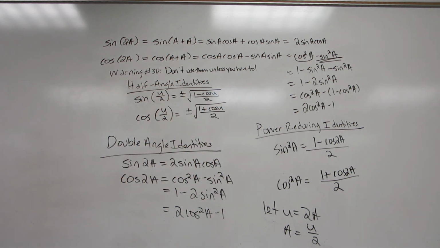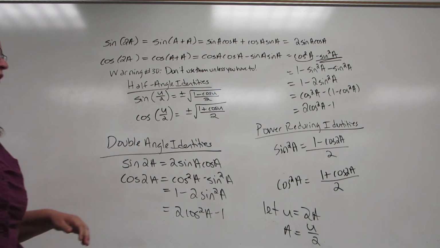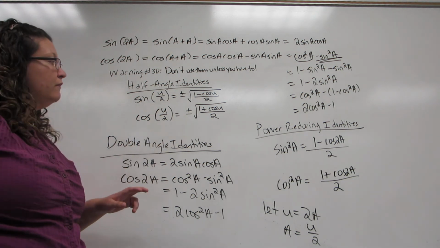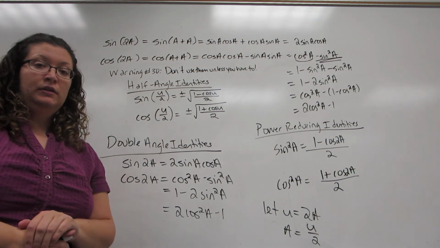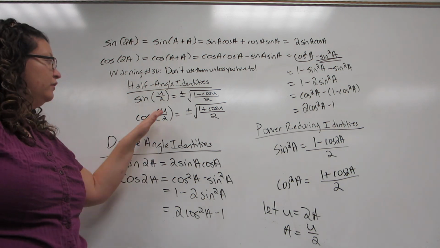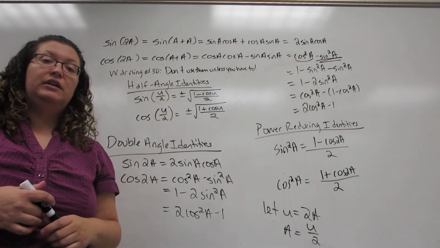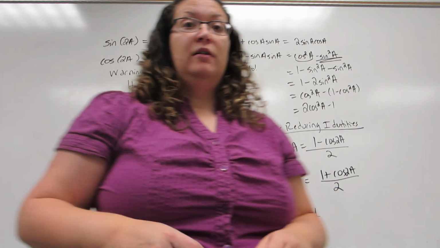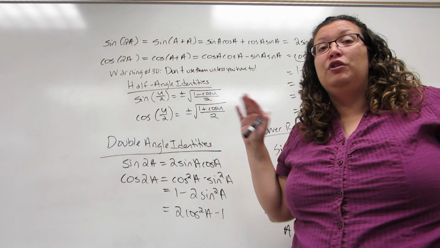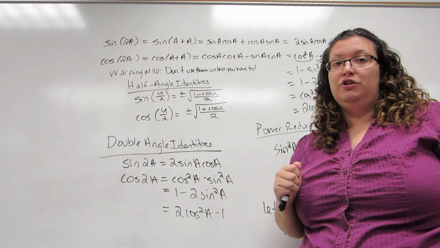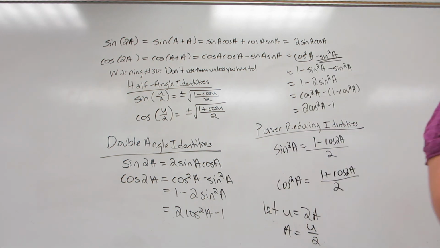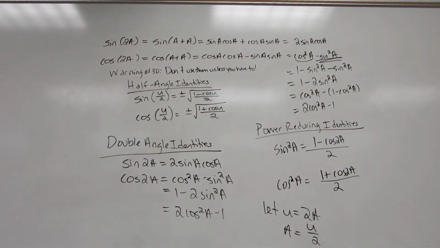And here you should see why we don't want to use these. First of all, we don't like square roots. But even worse, we have plus or minuses. Now, in actual fact, for a given u, only one of the plus or minus is actually true. The problem comes in that these identities don't tell you which one will be true for any given situation. So we will only use the half angle identities when we are totally able to determine if it will be plus or minus.